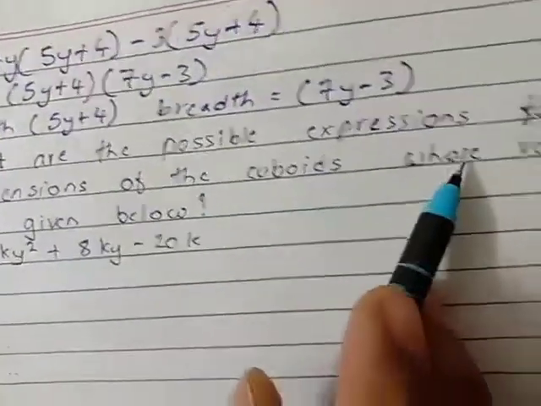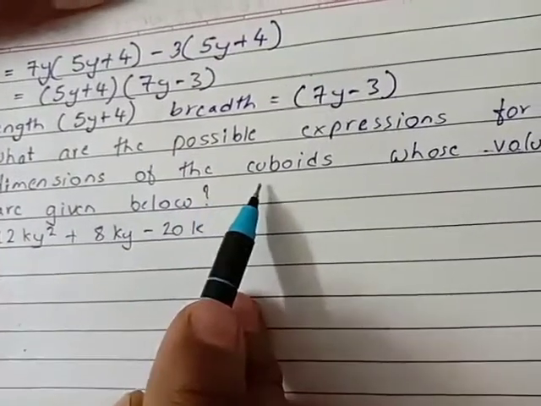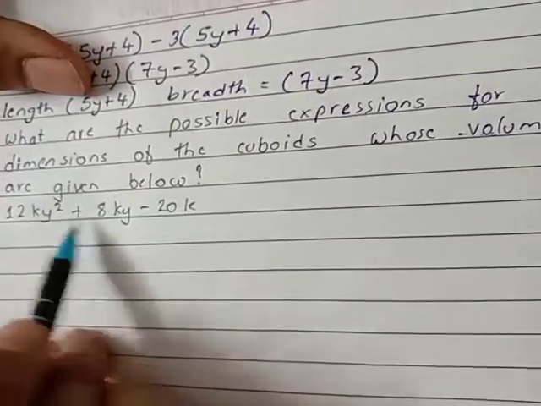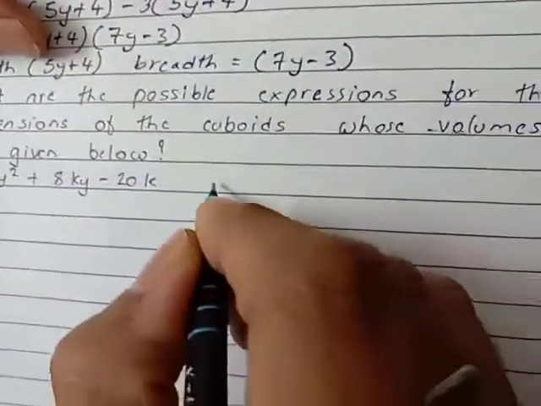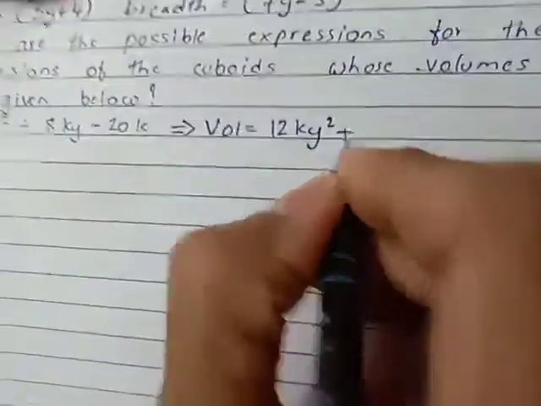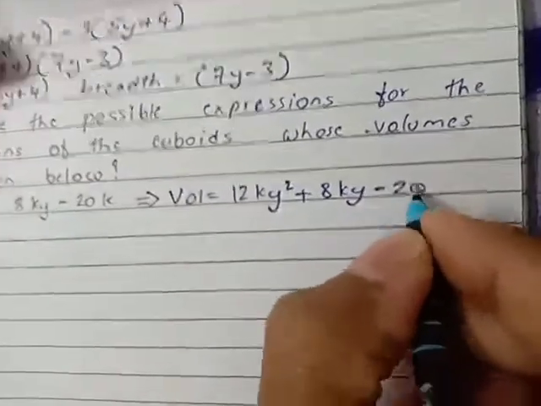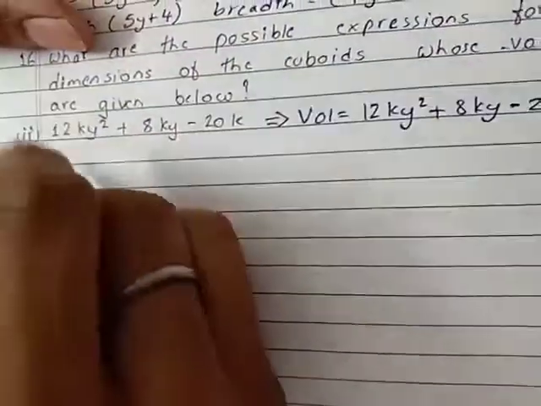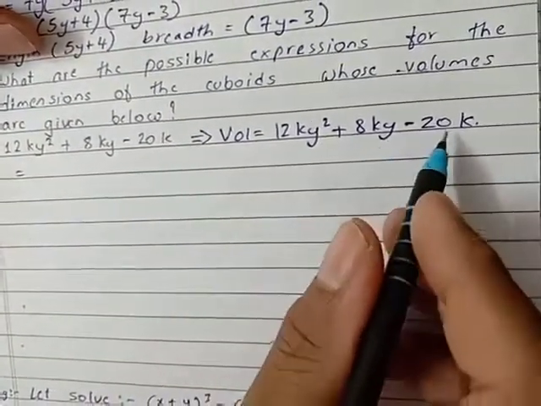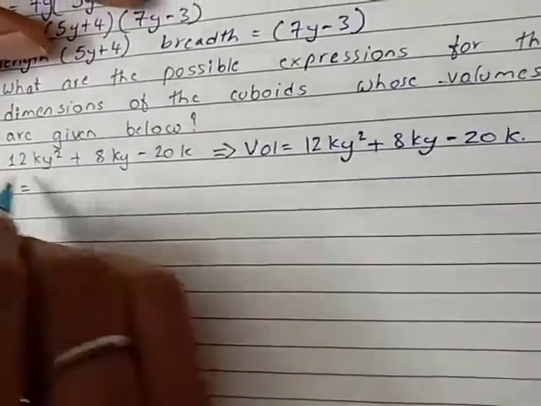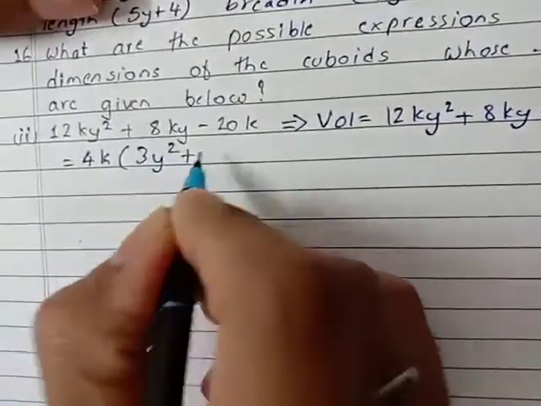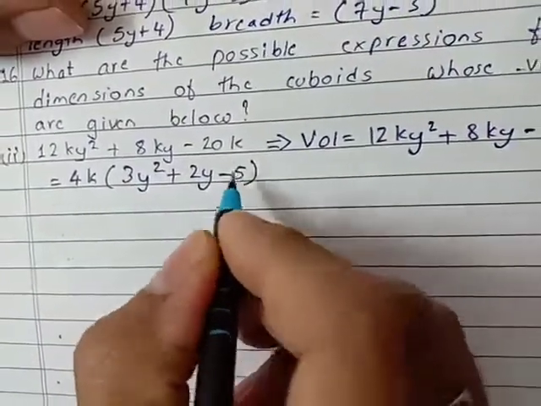Now the 16th we'll solve. What are the possible expressions for the dimensions of the cuboids whose volumes are given below? So this is the volume. Okay. What is the volume? Volume equals 12ky square plus 8ky minus 20k. Okay. Now what is common in all of them? 4 3s are 12, 4 2s are 8, 4 5s are 20, and k is common. So 4k is taken outside. What will be left inside the bracket? This is left inside the bracket.